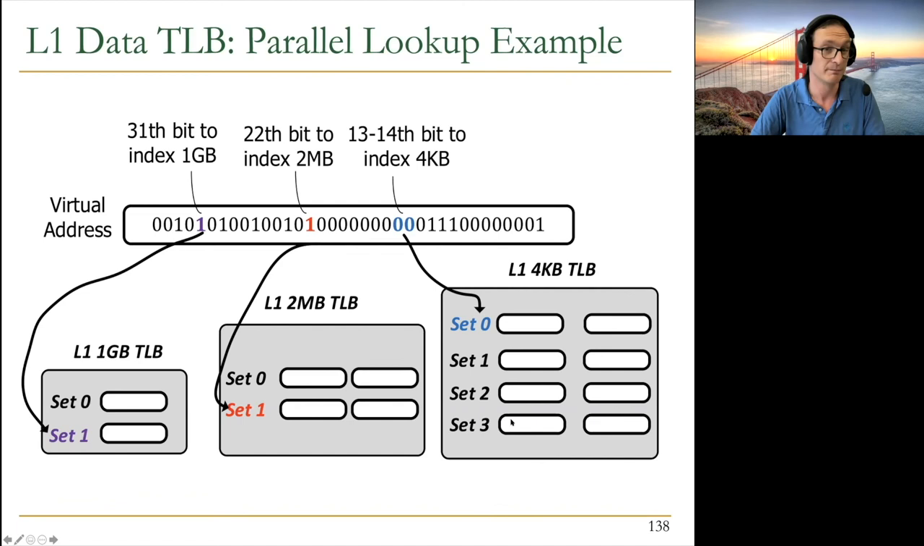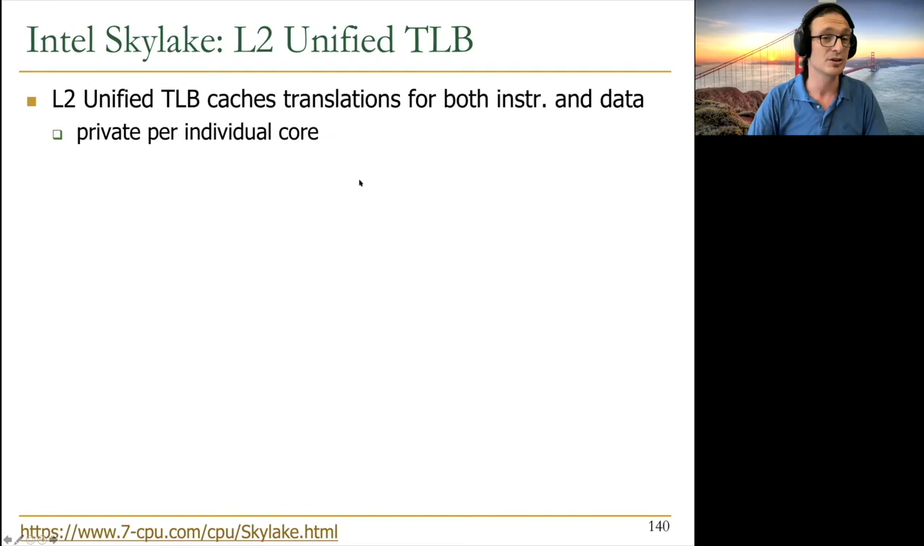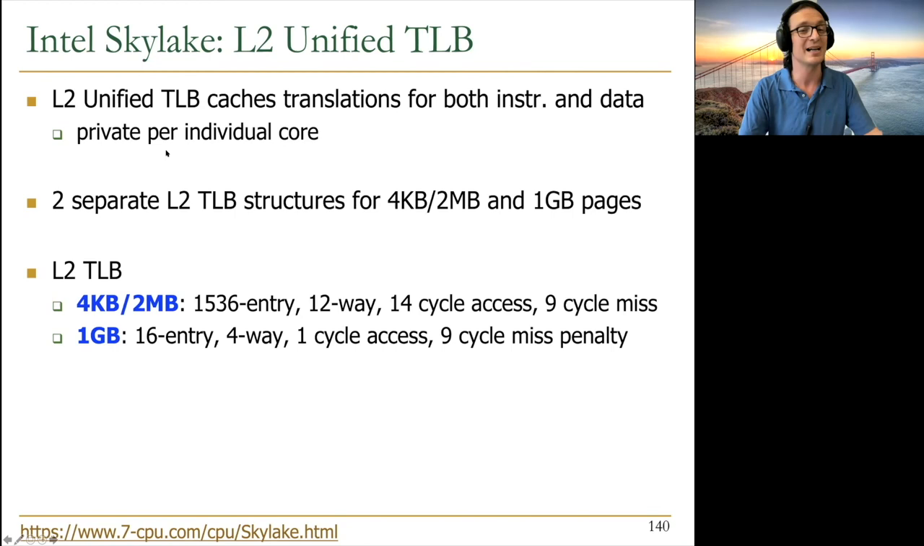Okay, so there's an L2 unified instruction and data TLB. Essentially, the L2 unified TLB caches translations for both instruction and data. It's still private per individual core. And there are two separate L2 TLB structures now, one for 4 kilobyte and 2 megabyte pages and one for 1 gigabyte pages. You can see that these are bigger. But again, they decided to consolidate 4 kilobyte and 2 megabyte together. So the design of the TLB is a little bit more complicated for this one.